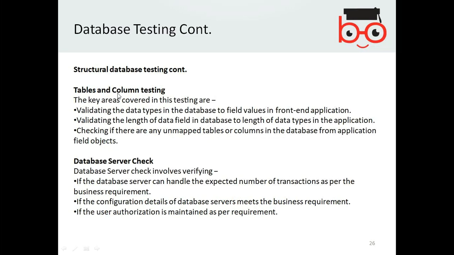Table and column testing. The key area covered in this testing is validating the data types in the database against the field values in the front-end application. So obviously, how you will be testing, you need to check the data types, whether the table has suitable columns and column types or not. You need to test it.